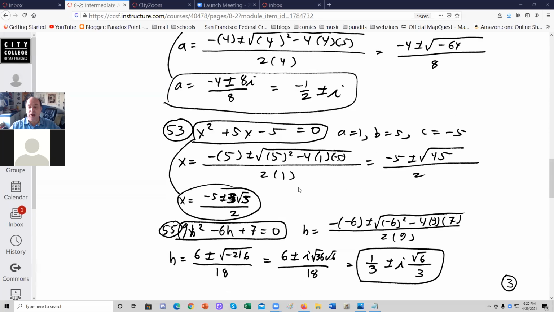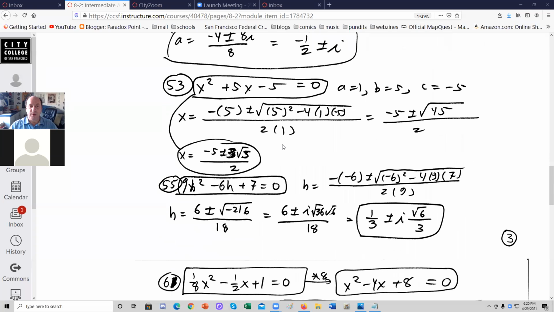Now here we're going to get some irrational roots. x squared plus 5x minus 5 is 0. All right, fine. a is 1, so 1 goes here and here. b is 5, so 5 goes here and here. c is negative 5, so negative 5 goes here. And x is negative 5 plus or minus root 45 over 2. Now, okay, root 45. 45 is 9 times 5. Root 9 is 3. Root 5 is root 5. So you get x is negative 5 plus or minus 3 root 5, all divided by 2.